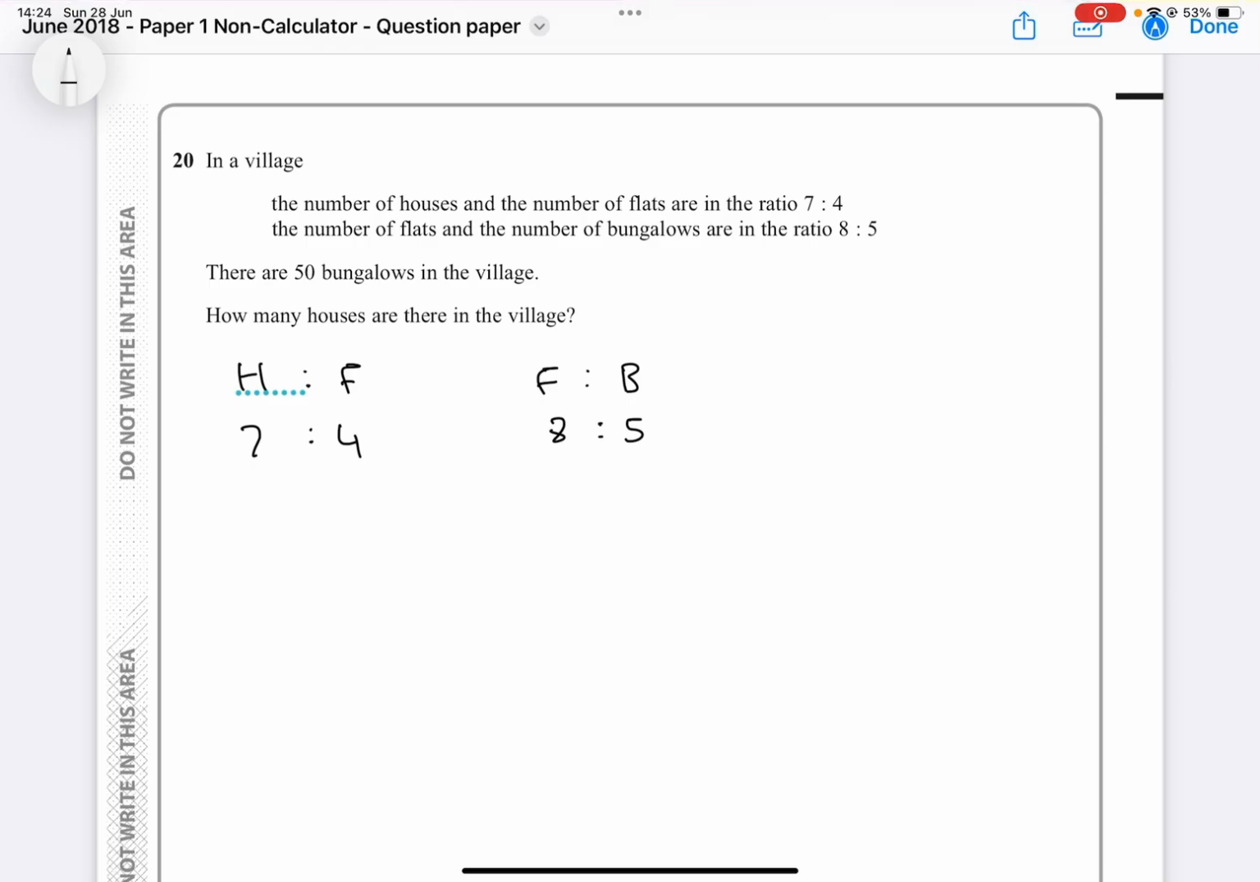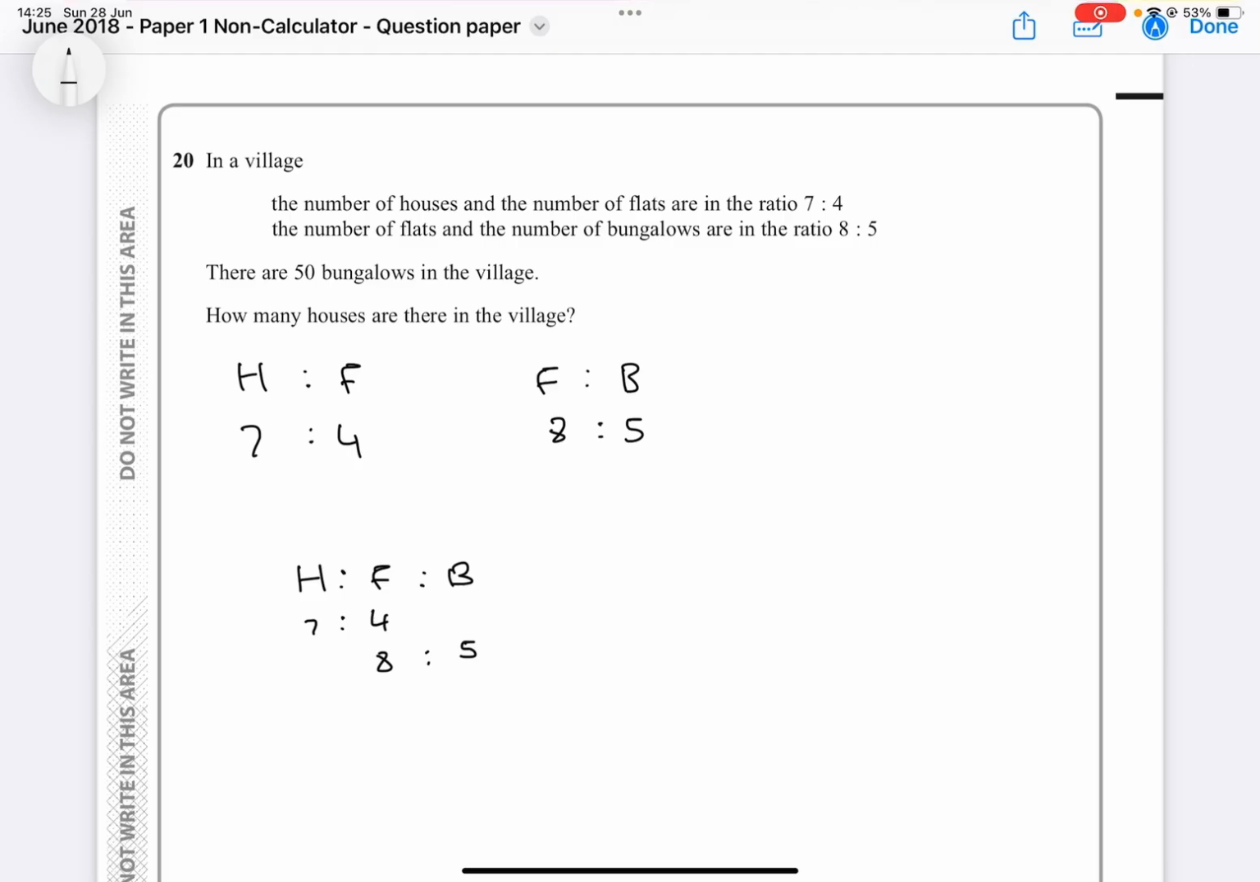The first thing that I'm going to do over here is I'm going to create a ratio for all three. Okay. So I want to create a ratio for houses to flats to bungalows. Okay. Now, how do I do this? Well, I'm just going to write these like this. So I have houses to flats to bungalows. Now, houses to flats I know is 7 to 4. And I know flats to bungalows is 8 to 5. So I'm just going to write that underneath.